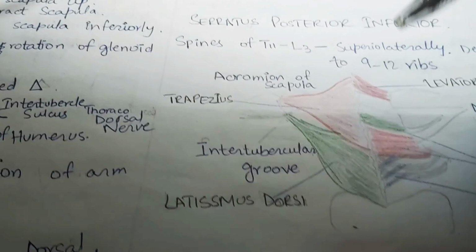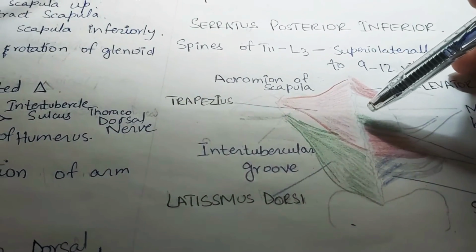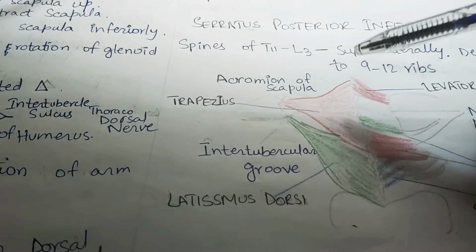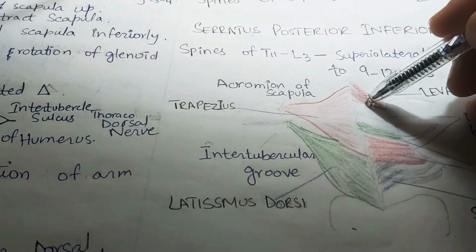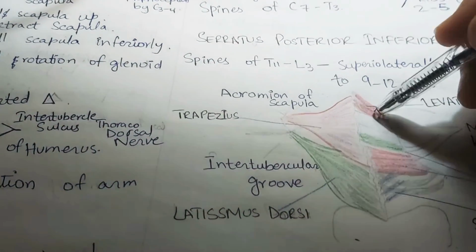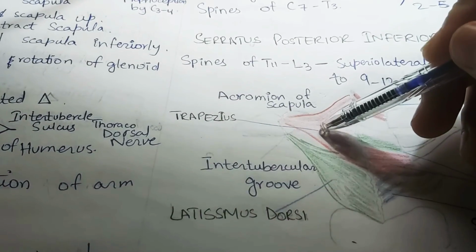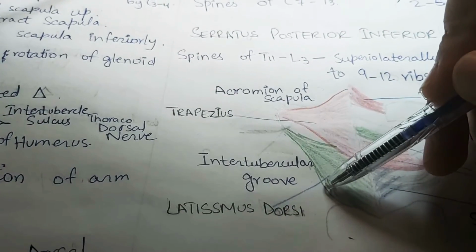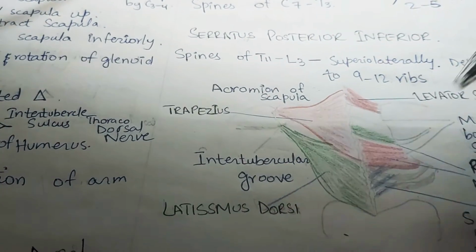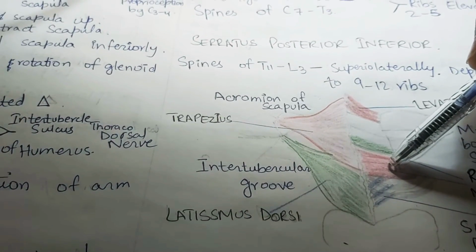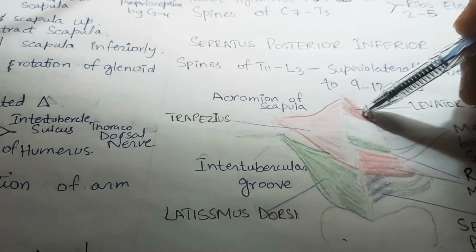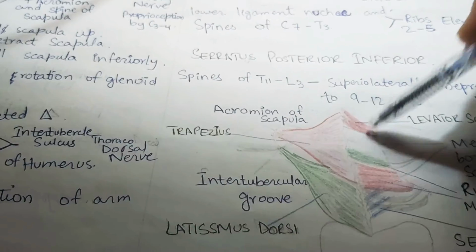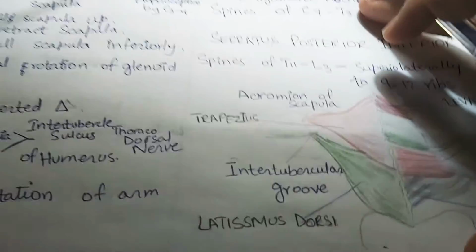These were the superficial layer of the extrinsic muscles: trapezius, latissimus dorsi, rhomboids, and levator scapulae. Trapezius is innervated by the accessory nerve, latissimus dorsi by the thoracodorsal nerve, rhomboids by the dorsal scapular nerve, and levator scapulae by the dorsal scapular nerve.